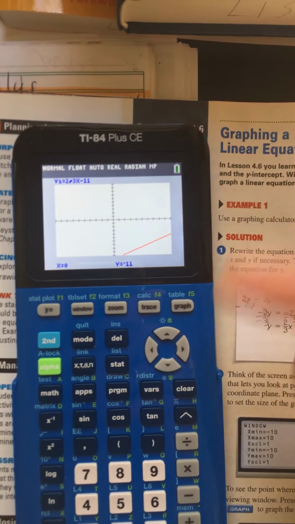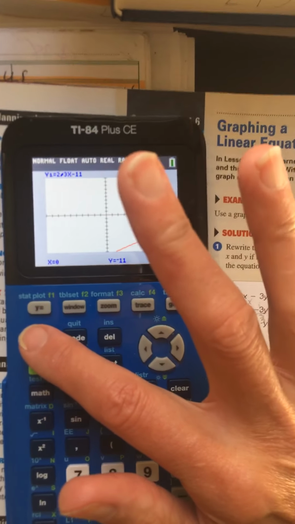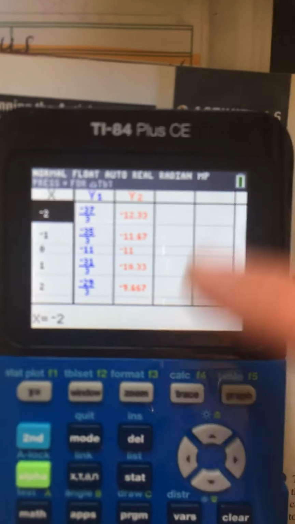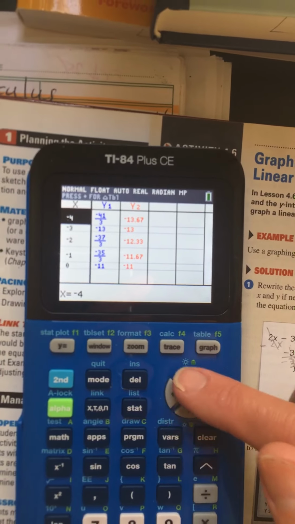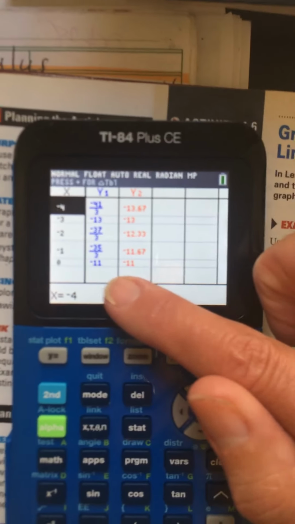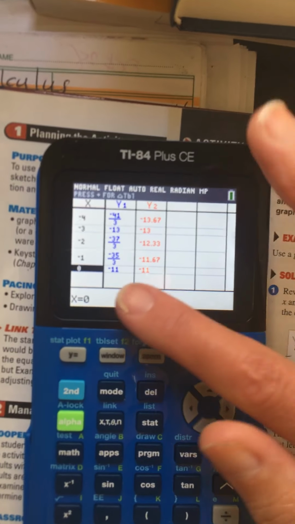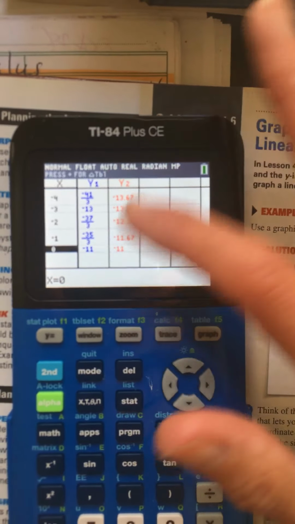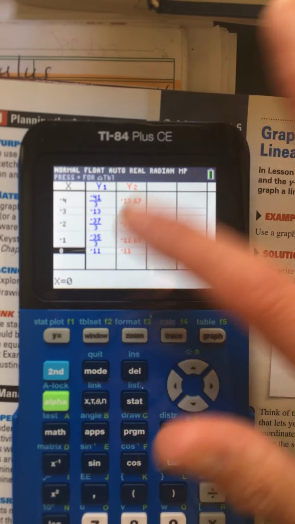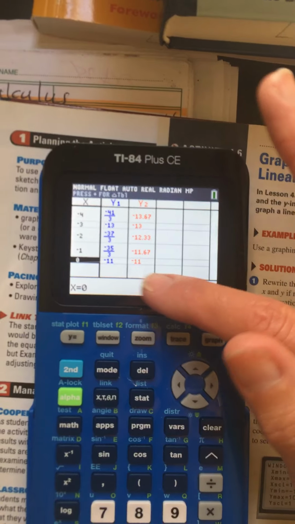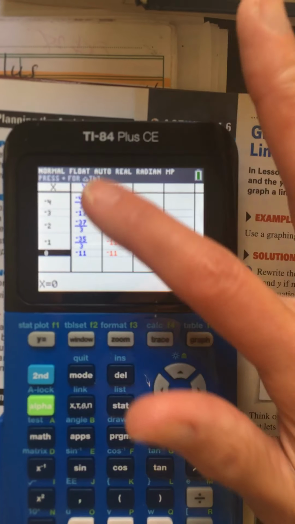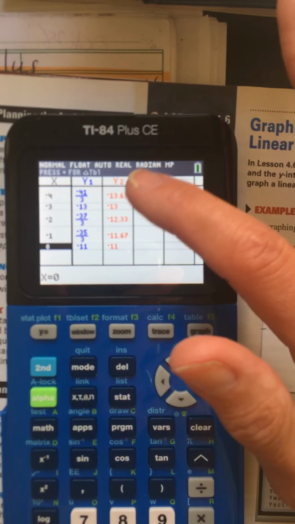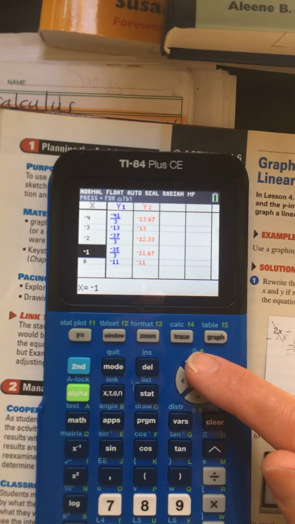Now, some people like to do this for their if-then chart. They do second graph, and it gives you a table of values. And you can scroll through until you find good ones. Like that one, if x is 0, y is negative 11. I have it in here twice because remember I did it once with the fractions and once with the parentheses. Notice that where I did fractions, it gives me fractions in the table. Where I did parentheses, it gives me decimals.